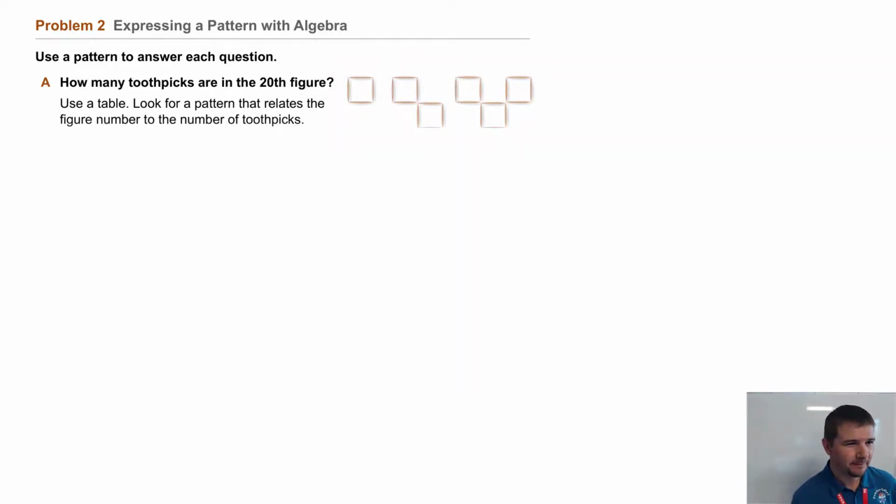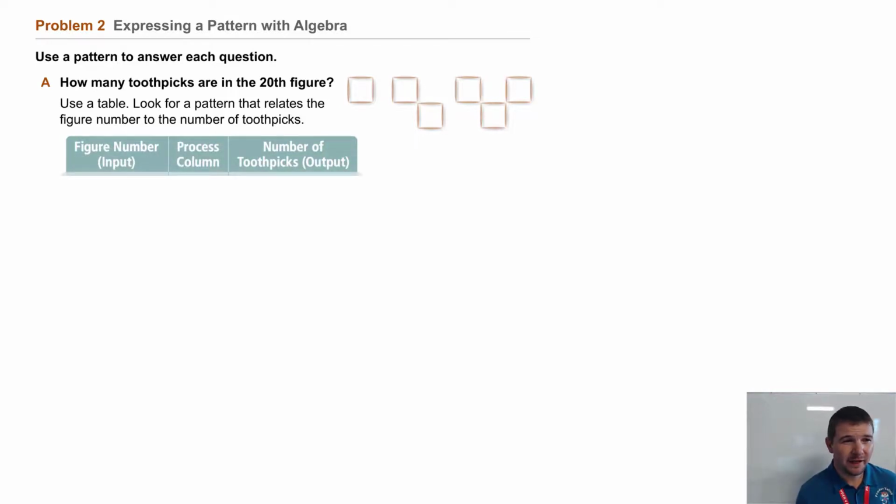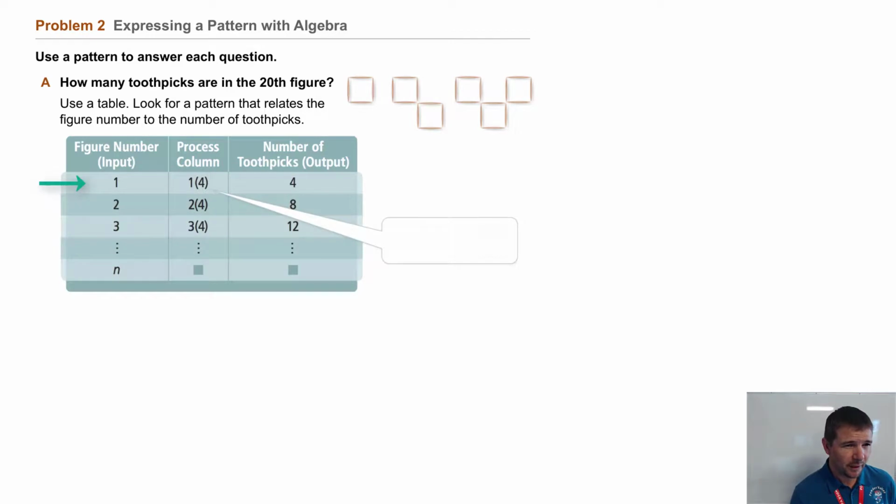We're going to use a table, look for a pattern that relates the figure number to the number of toothpicks. So we can create a table like this. On the far left, the figure number, which we'll consider the input in this input machine. The process column shows us what's taking place in order to determine the number of toothpicks. And then finally on the right-hand side, the number of toothpicks, or the output from this output machine. When we look at the first row, figure number 1, the process is 1 times 4. Remember, to get the output, we multiply the input by 4, and that tells us how many toothpicks.